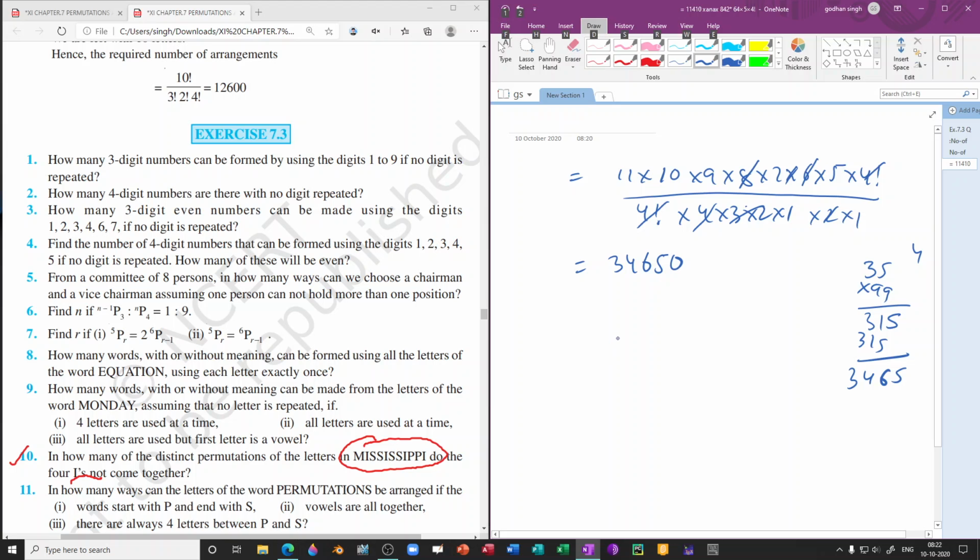Now to get our answer, from this we'll subtract the case when we have taken all the 4 I's together. So that is what we'll do.